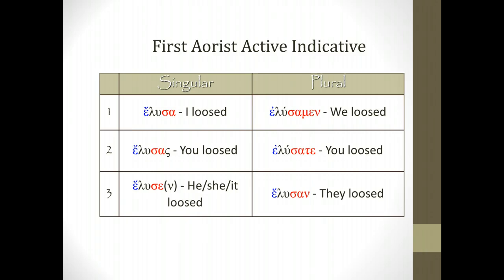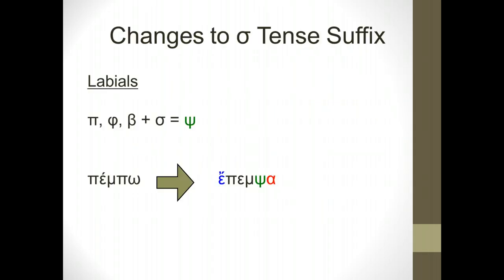Now, by introducing our sigma suffix to a verb stem, just as we did in the future tense, this means that we're going to have some changes that come into effect with our verb stem, just like we did in the future. So let me just go over as a way of reminder for you some of those changes.